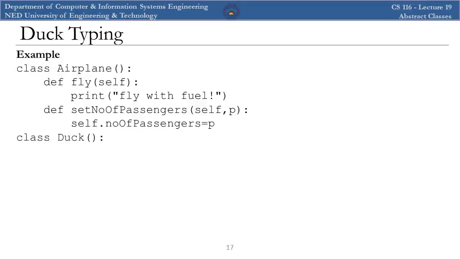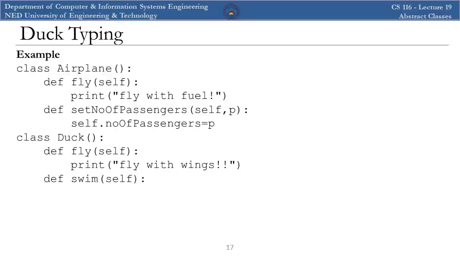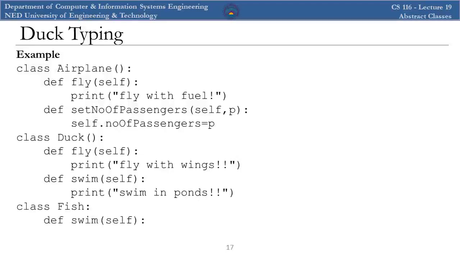Then I'm defining another class called duck, and I'm defining a method here, fly, and it prints something different from the previous fly method. It prints fly with wings. And then I define another method, swim, and I print a statement here. And then I'm defining a third class, fish. It contains only one method, swim, and it prints a different statement. So the main point is that in these three classes, methods with the same name exist. So let's see how Python dynamic typing can manipulate this.